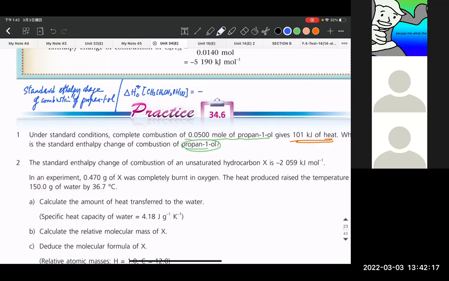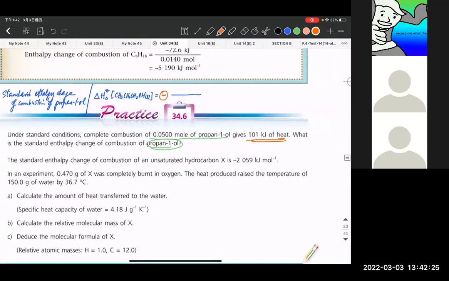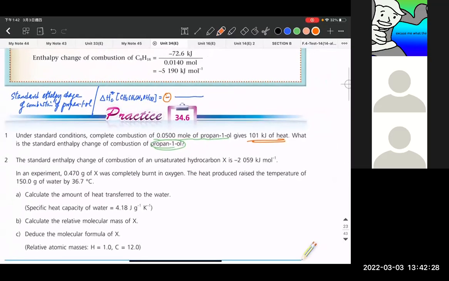Either form, you need to put a negative sign, okay? Because the question just tells you heat is released. So in your calculations, you have to show the minus sign here, and then put the amount of heat released over the number of moles of propane. Do you understand? So you do the same thing: 101 kilojoule over 0.0500 mole. So it's just a multiple of that data, right? So what is the answer?